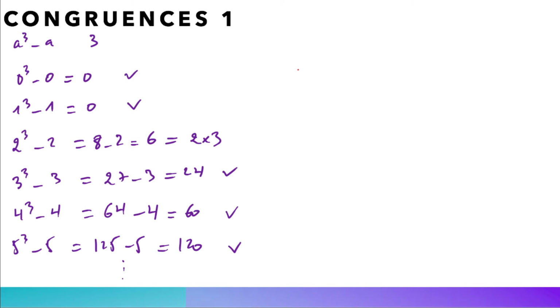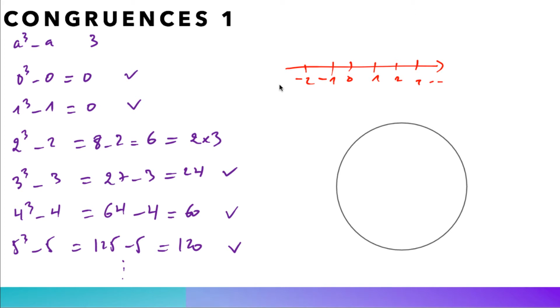In high school, we represent integers on a straight line in this fashion. Here we have 0, here we have minus 1, minus 2, 1, 2, 3, etc. But instead of doing this, one can wrap the straight line around a circle, as we shall see in the next example. In our case, we would like to show that a cubed minus a is always divisible by 3, so let us wrap the straight line around the circle of 3 hours.